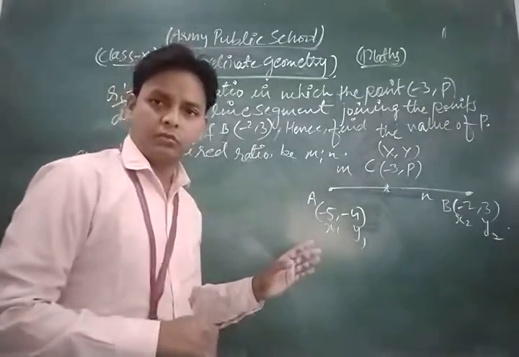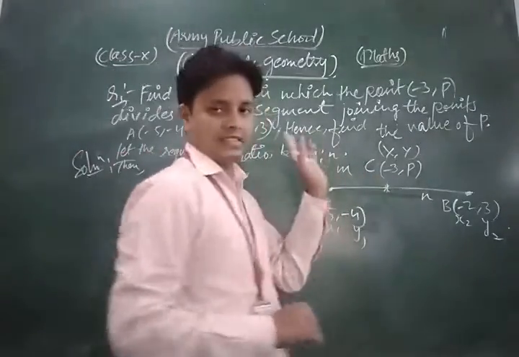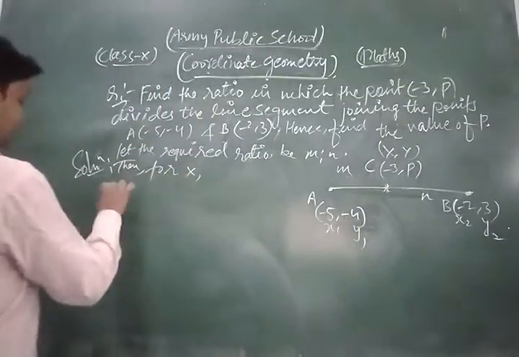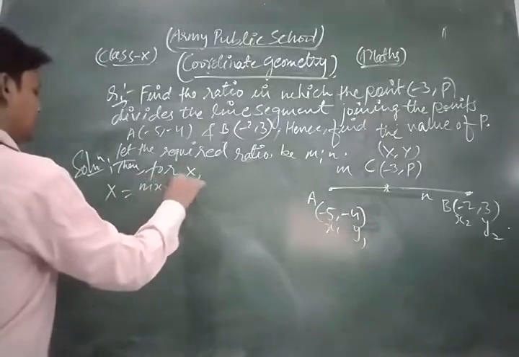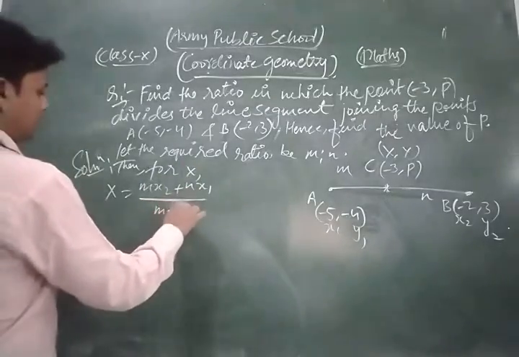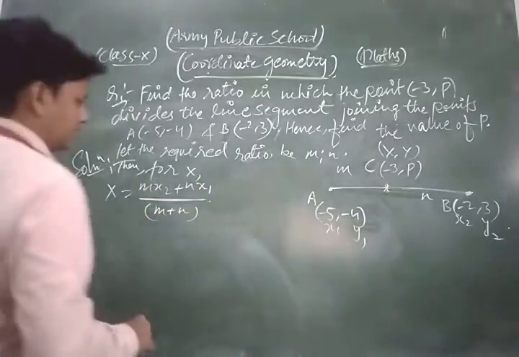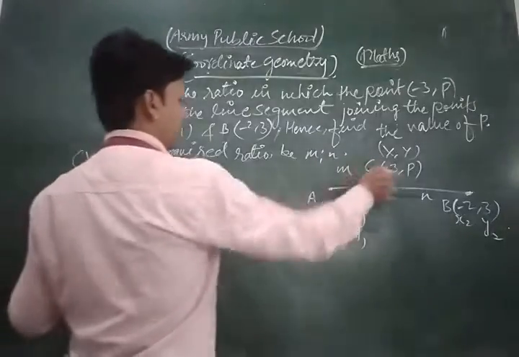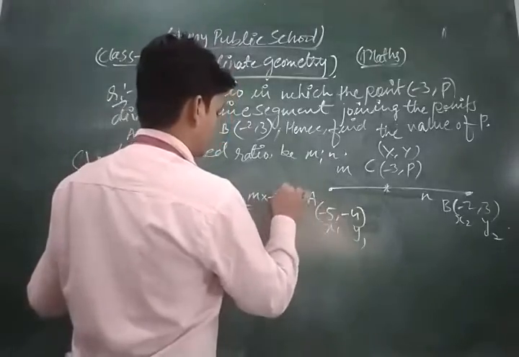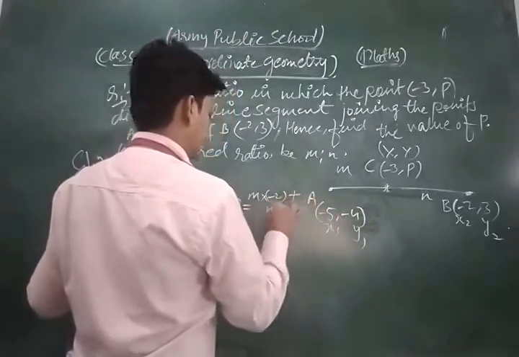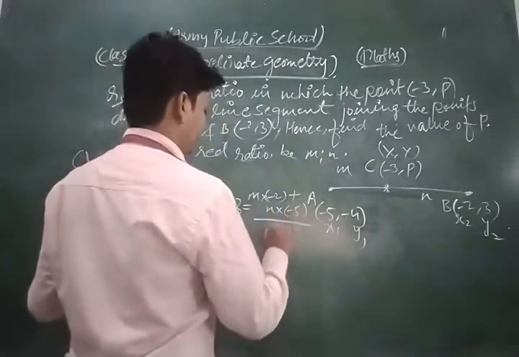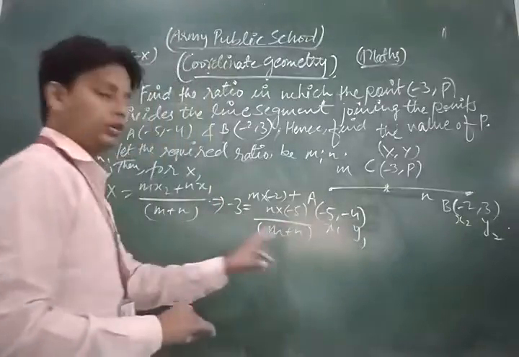Now, dear friends, we apply the section formula here. First of all, we take x. For x, we apply the formula mx2 plus nx1 upon m plus n. So now look here, the value of x is minus 3. M write as it is, x2 is minus 2, plus n write as it is, x1 is minus 5, upon m plus n. We find the required ratio. Now we do the cross multiplication.